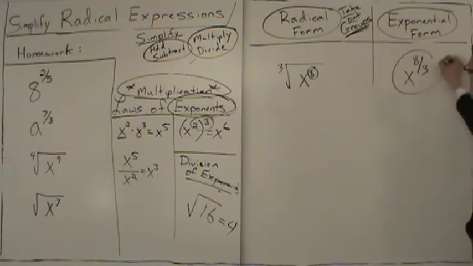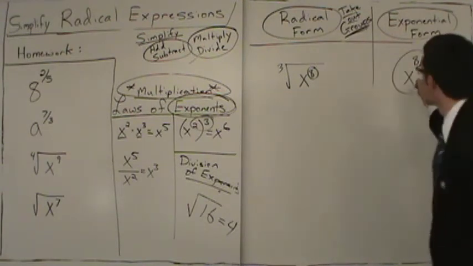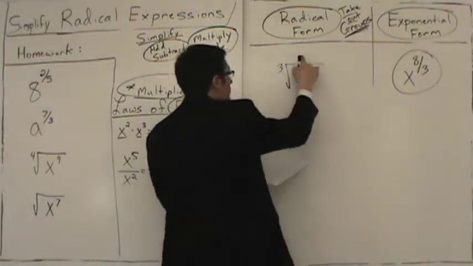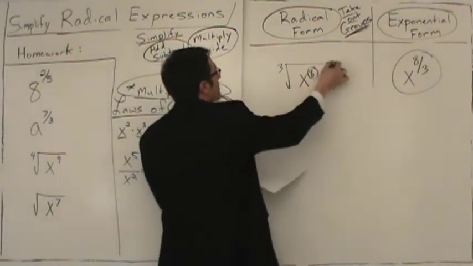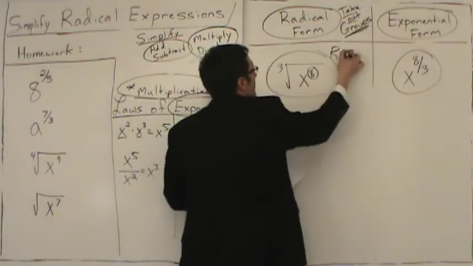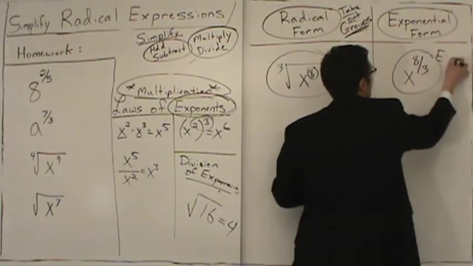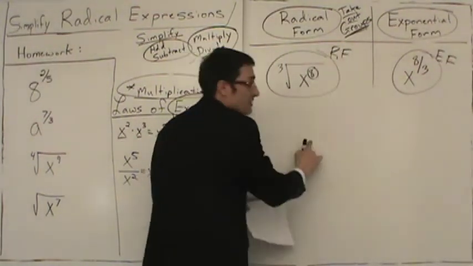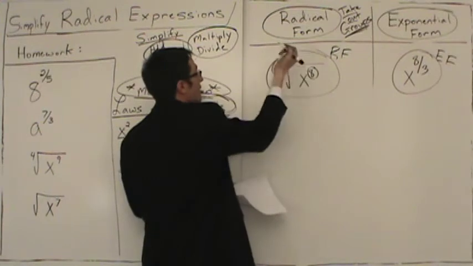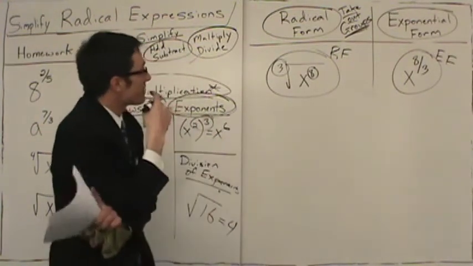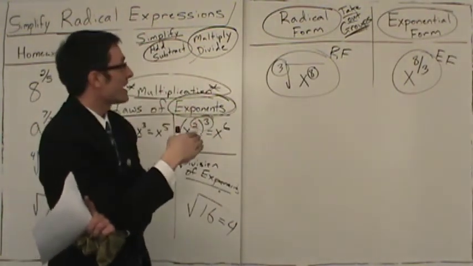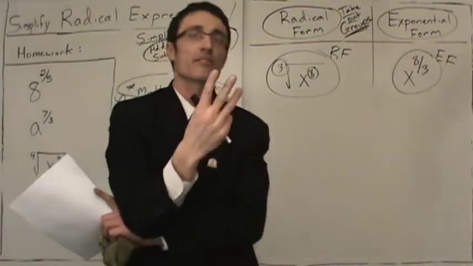And notice we are done. We have written our exponential form. Now we have to take the radical form and simplify it. So remember, this is your radical form. This is your exponential form. And now we have to get to simplified radical form by taking out groups of what? Groups of 3. Now in this case, we have more than one group of 3. There are 8 x's.